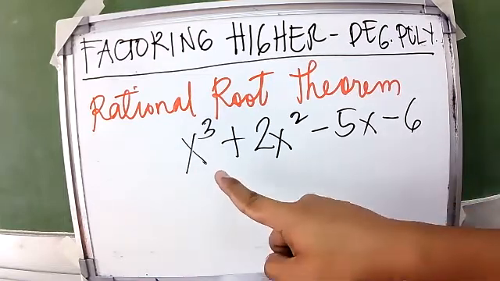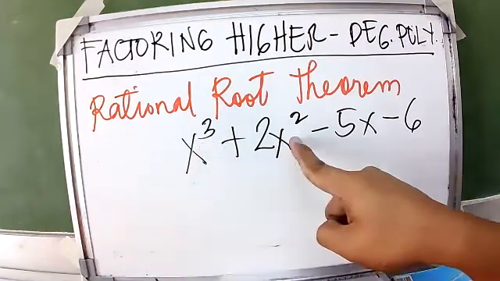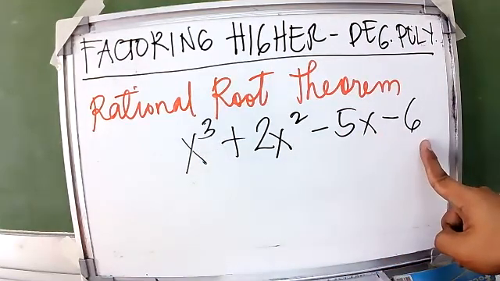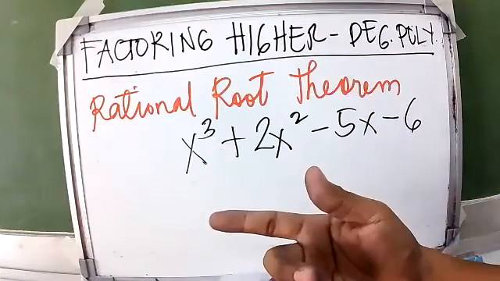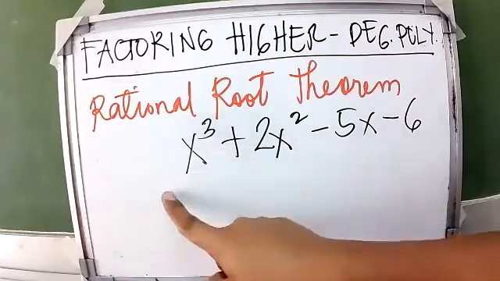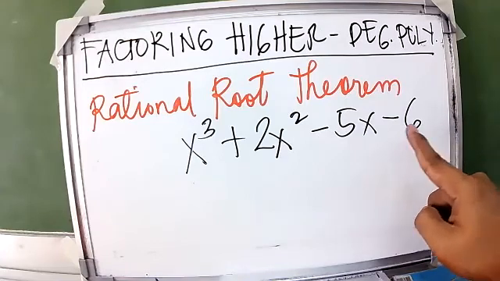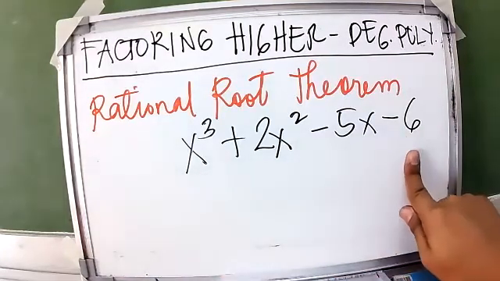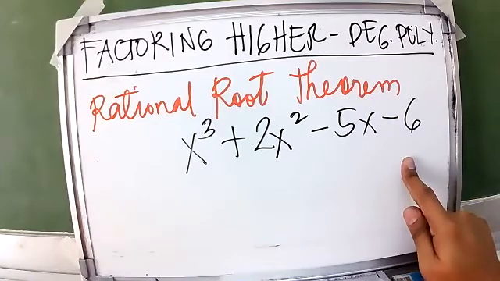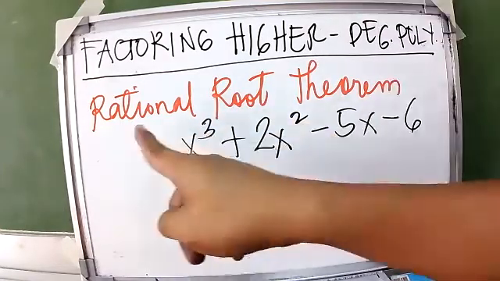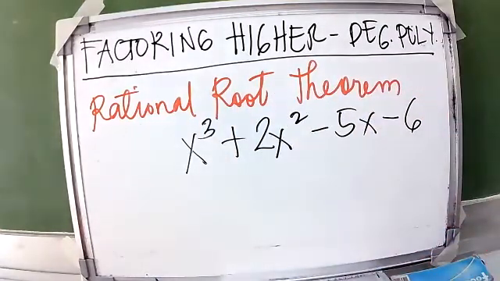Kasi kung titingnan natin, cube, squared, x, constant. Try natin yung grouping, ha? Let's try the grouping concepts. 1 times 2, 2, 5 to 6. Hindi siya 2. So therefore, this cannot be factored using factoring by grouping. Okay? Now, the other way then is by using the rational root theorem. Simple lang. It's very, very simple.